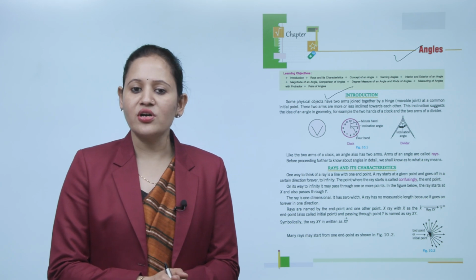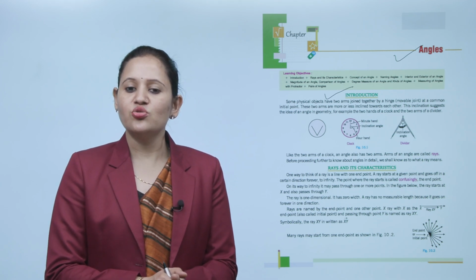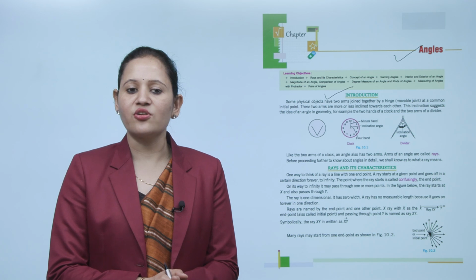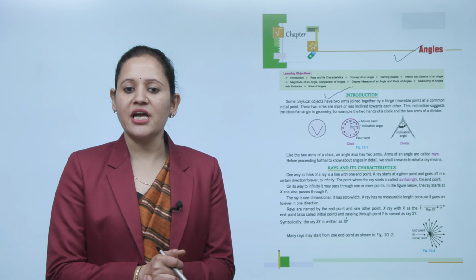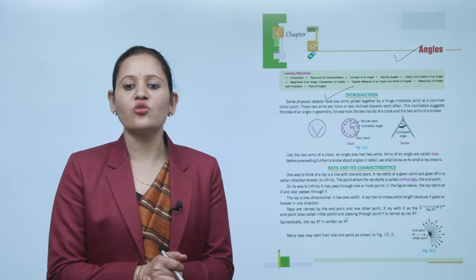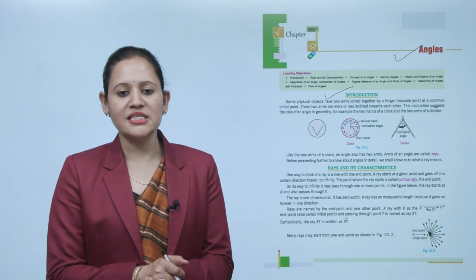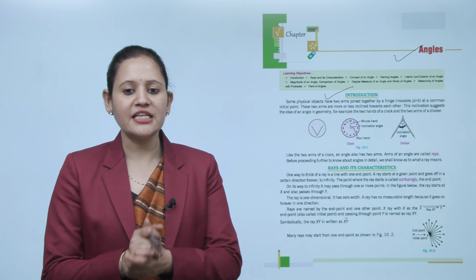Like the two arms of the clock, an angle also has two arms. Arms of an angle are called rays. Before proceeding further to know about angles in detail, we shall know what a ray means. Next is rays and their characteristics.